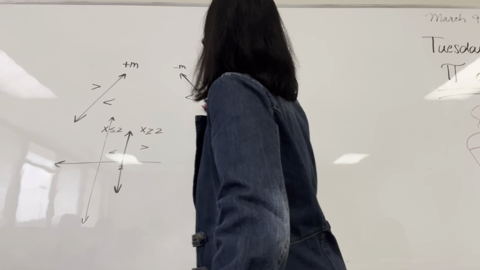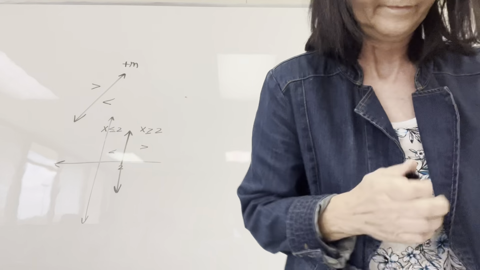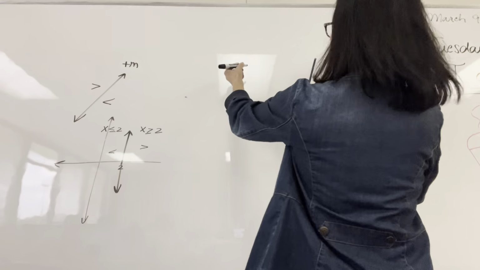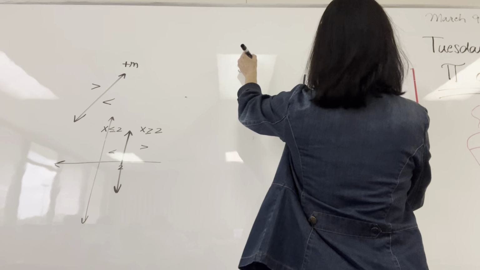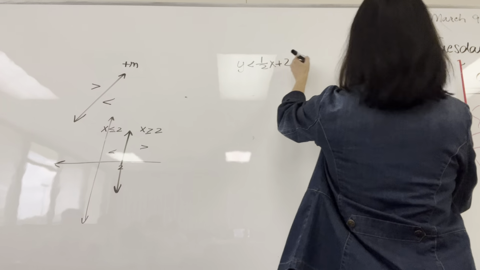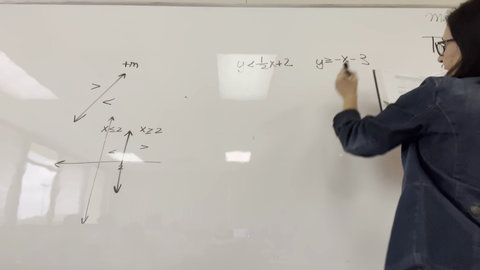I don't understand this part. Okay, look at the equations. It says graph the solution. Y less than 1/2 x plus 2 and y greater than or equal to negative x minus 3.